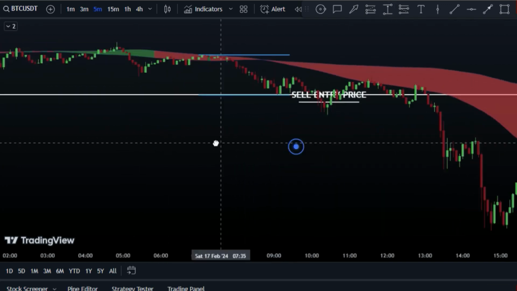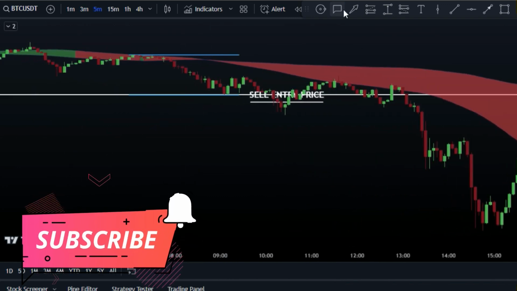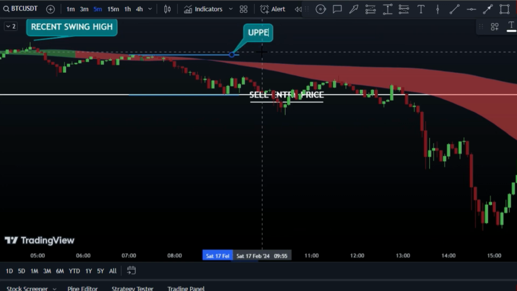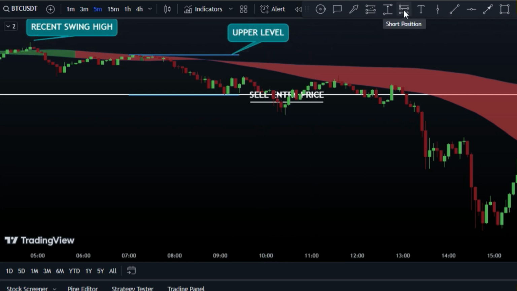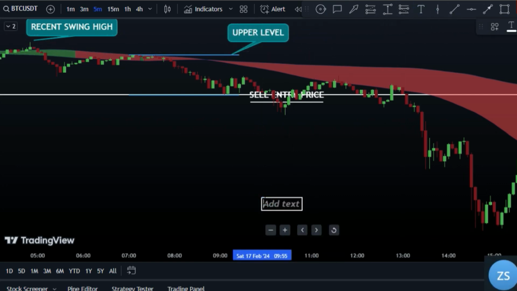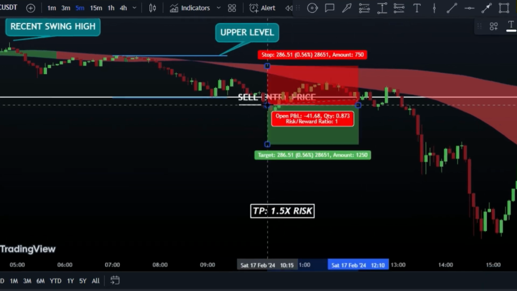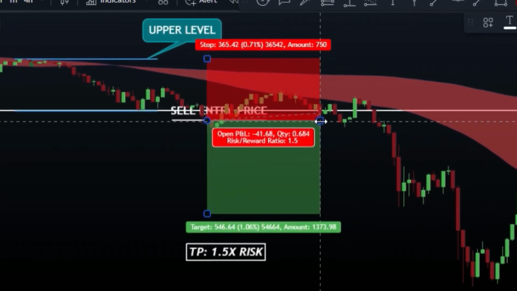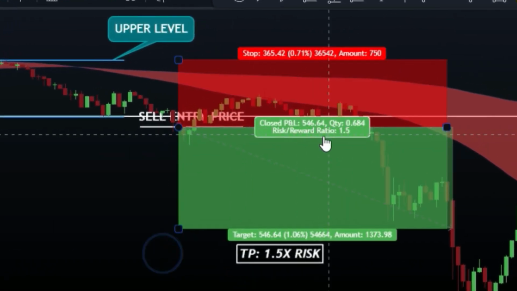And to safeguard your trade, you'll need to set a stop loss. You can use either the most recent swing high or the upper level of the pre-market as your guide. And when it comes to closing your trade and locking in those profits, we recommend aiming for a risk-reward ratio of 1 to 1.5.